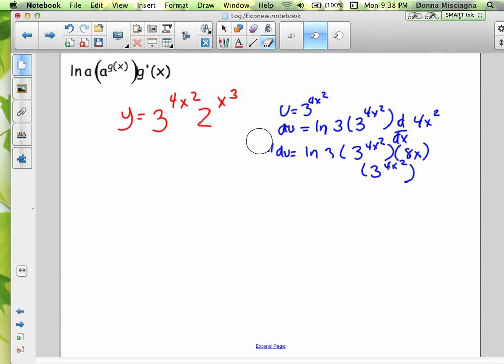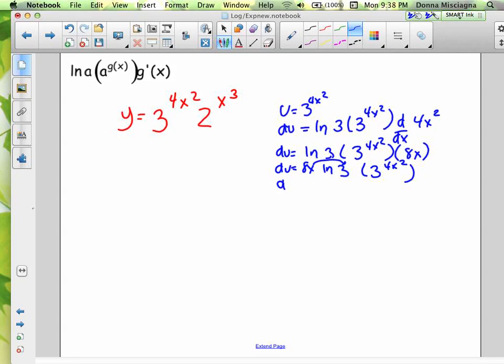Let's move him down. Okay, all right, so this is u is 8x natural log of 3, right? And this can move back up here. So du is natural log of 3 to the 8x power times 3 to the 4x squared. All right, and then I could simplify the 3 to the 8th power, and that was 6561. So natural log of 6561, and we still have the x on it, times 3 to the 4x squared power.